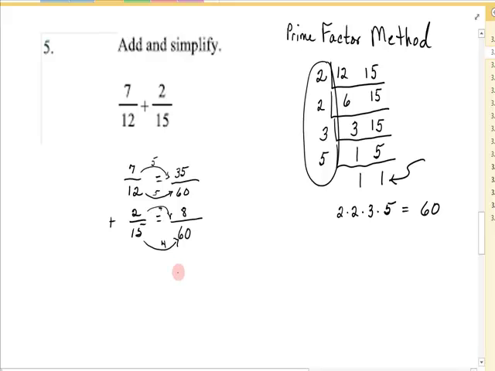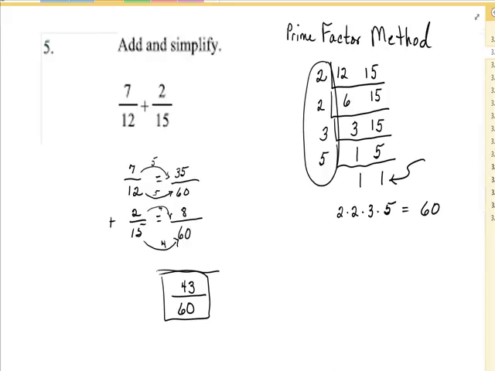So now I have my common denominator of 60. I add 35 and 8 for 43. And for the first time in this exercise, I cannot reduce that. So the sum is 43/60ths.